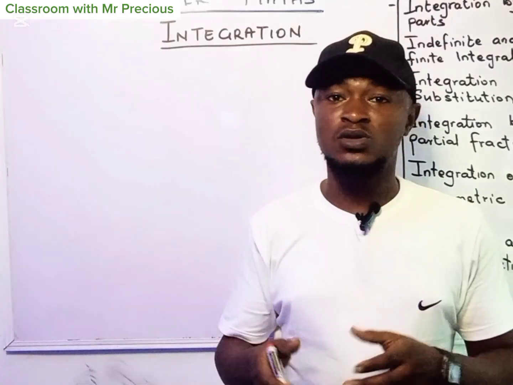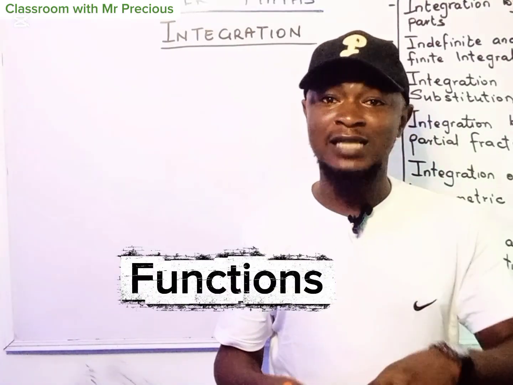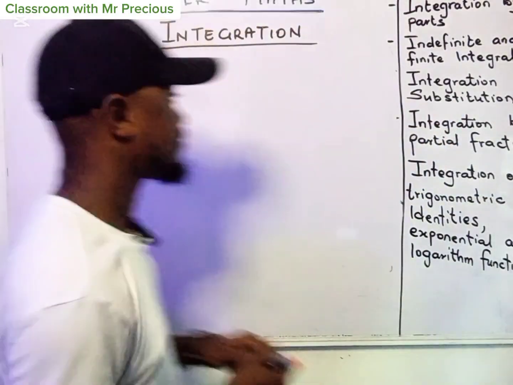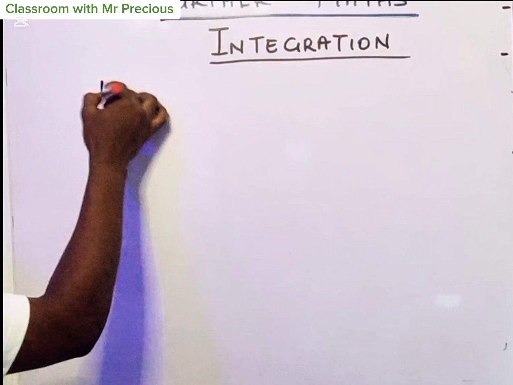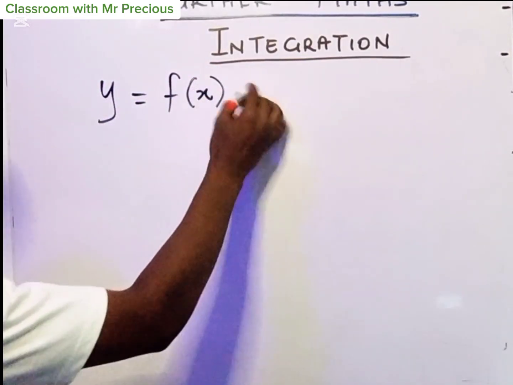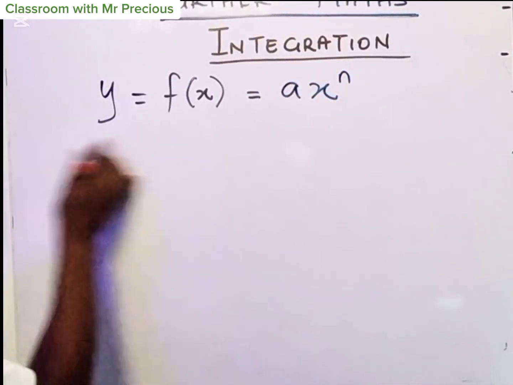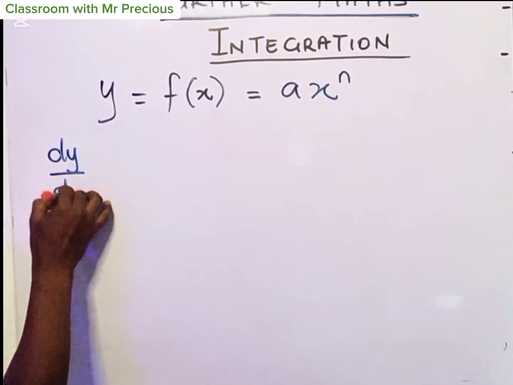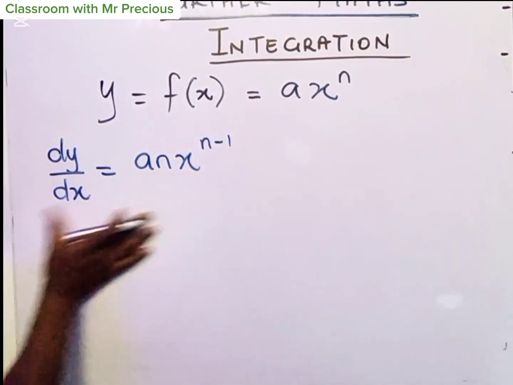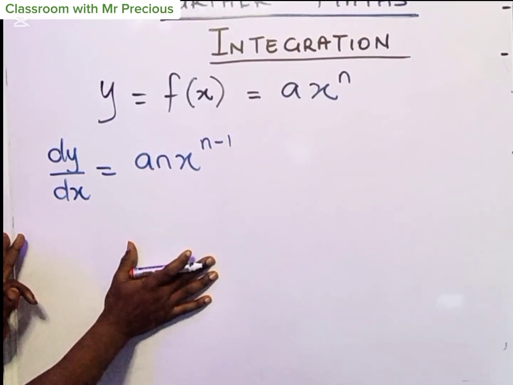Alright, so I'm making this video assuming that you have background knowledge of functions and differentials, right? So you know that if you're given a function y, which is a function of x, given as ax raised to the power of n, the differential of this function with respect to x is given as anx^(n-1). This is the formula of any simple differential, right?